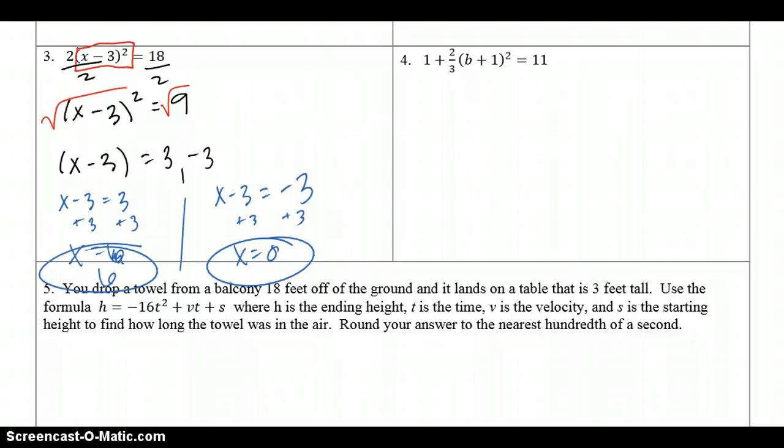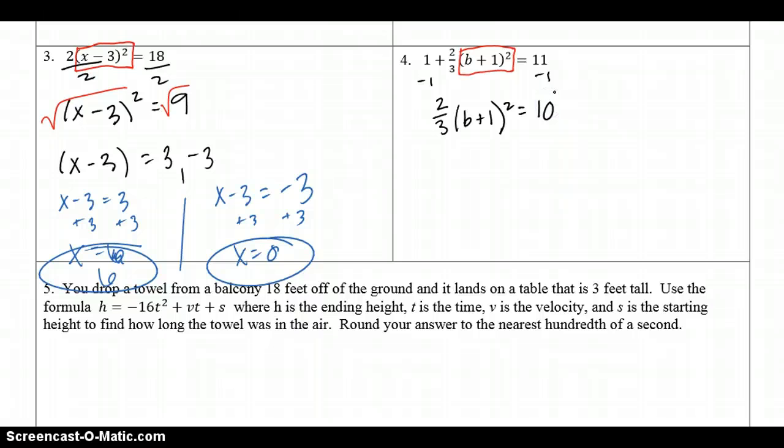Okay, number 4. Again, I want to isolate just the part that we're squaring first. So here we have b plus 1 in parentheses squared. I'm going to box it, so I know that's what I need to get by itself, and then once I have that by itself, I can square root. So, to get that by itself, first I want to subtract the 1 from both sides. On the left, I'll have 2 over 3 times b plus 1 squared equals, on the right, 11 minus 1 is 10.